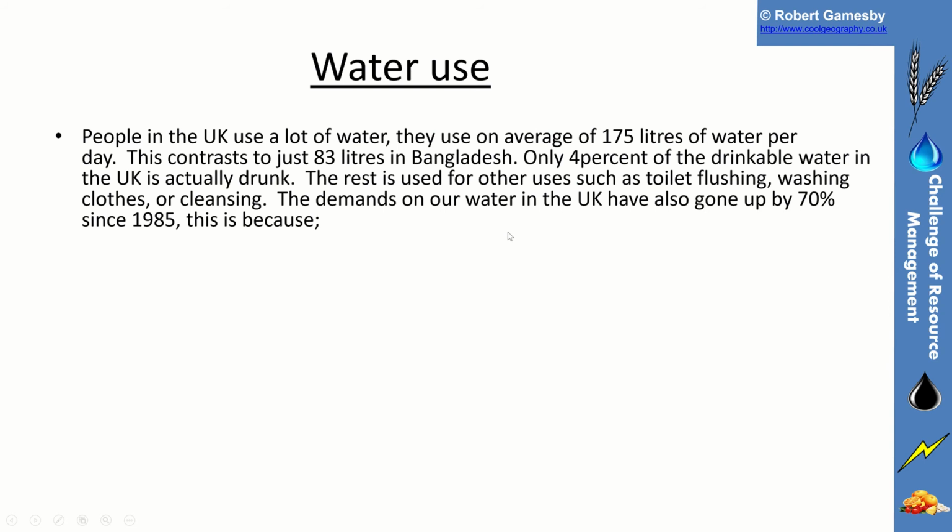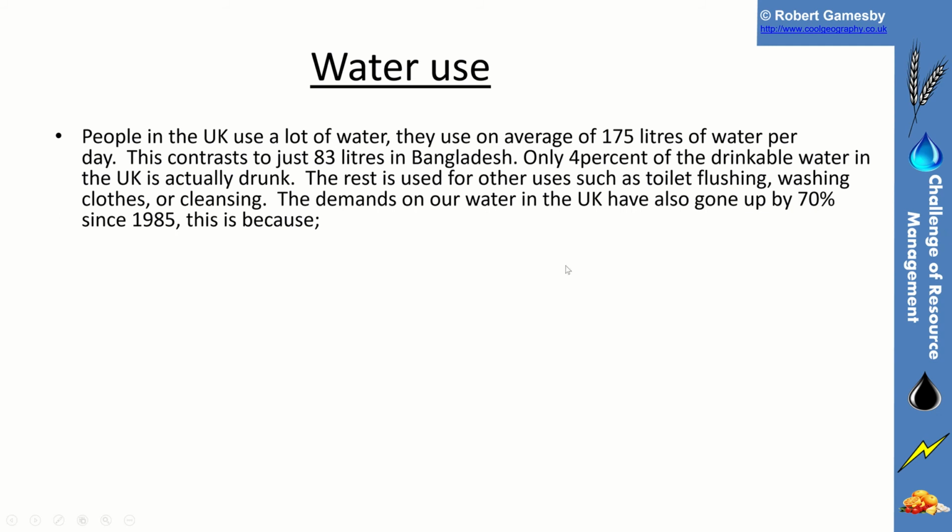In the UK we use a lot of water. Globally we're probably not in the very top countries for water use, but we do use 175 litres of water per day, and in Bangladesh it's only 83 litres of water per day. Only 4% of the drinkable water in the UK is actually consumed for drinking. The rest is used for flushing toilets, washing clothes, cleansing, and so on, even though every drop that arrives in your house is drinkable.